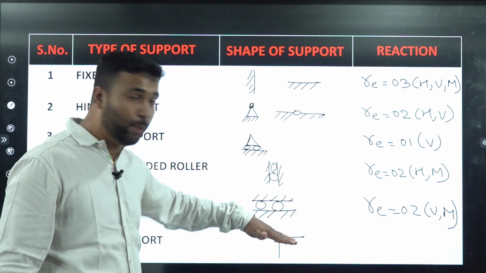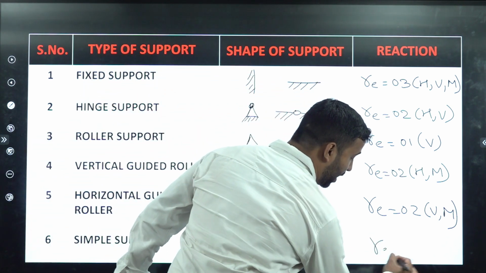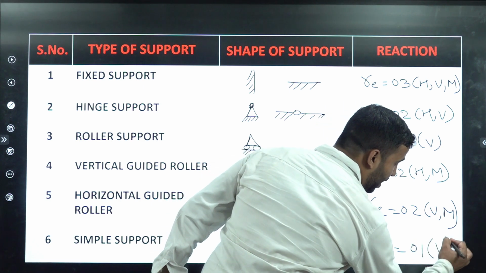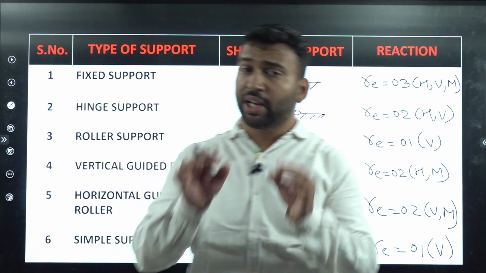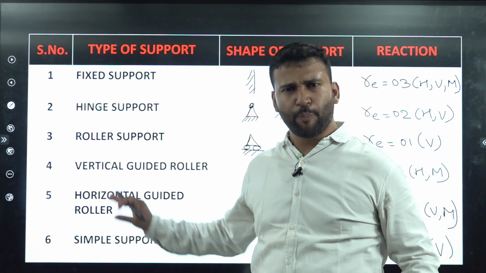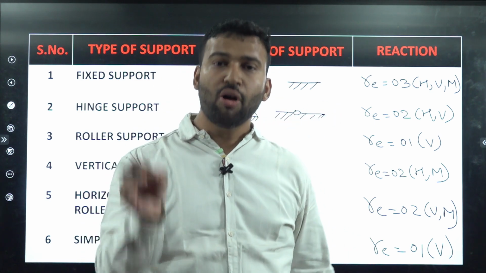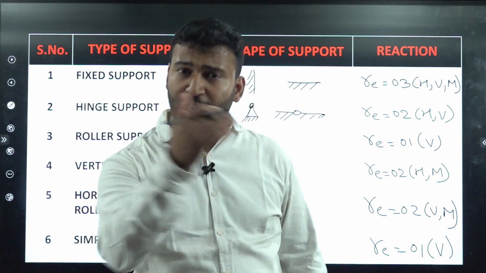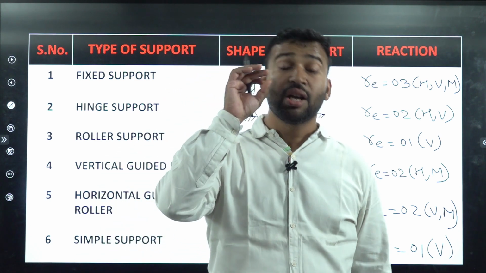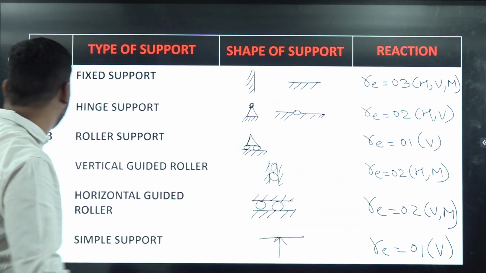The beam is kept over a support and we will have only one reaction in upward direction, that is one reaction in vertical direction. So these are certain important supports which we have covered till now. So sir, is it important to cover all these supports? Yes, very important, because now I am going to discuss the indeterminacy with you. But before indeterminacy, we have to discuss what? The equilibrium condition, students.